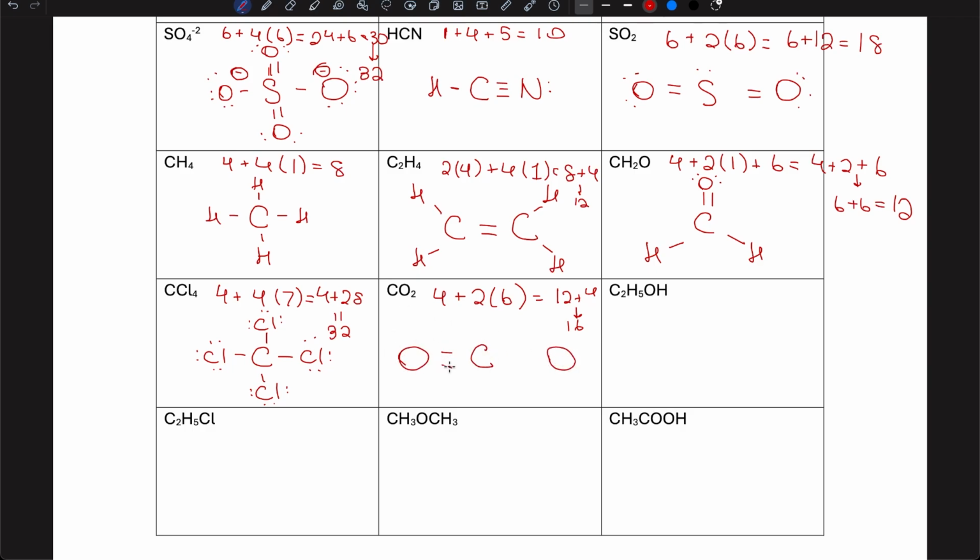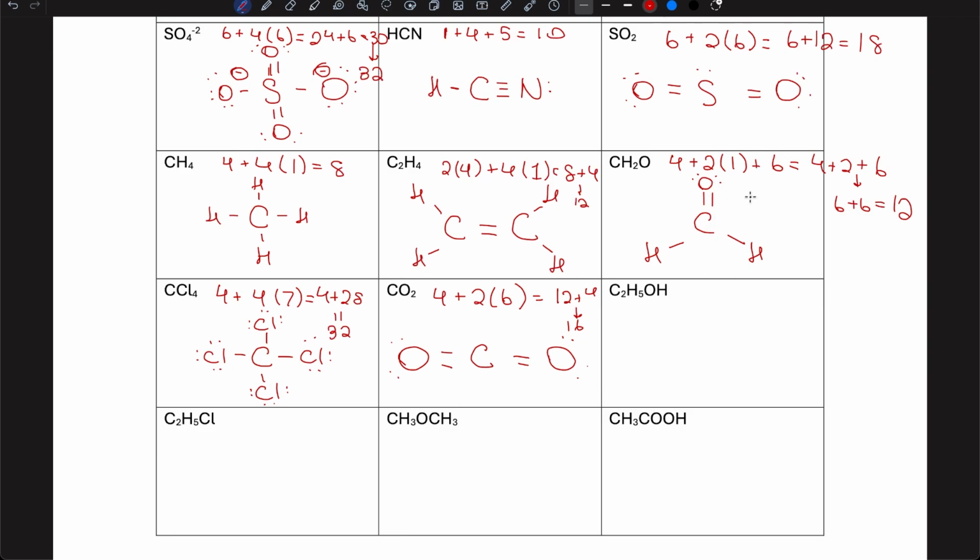If we give oxygen what it wants, 2 bonds, we also end up getting carbon what it wants with 4 bonds. Oxygen usually also has these 2 lone pairs around it. And if we count everything up, 1, 2, 3, 4, 5, 6, 7, 8, 9, 10, 11, 12, 13, 14, 15, 16. This is the correct amount of valence electrons, exactly what we need.